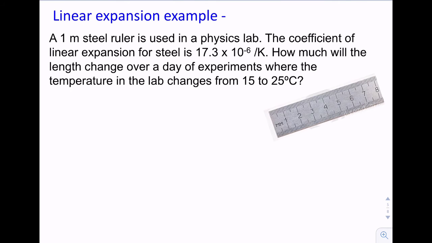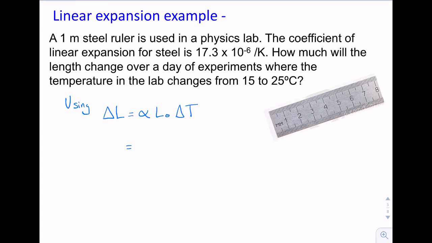Now let's do a worked example. The question is, a 1 meter steel ruler is used in a physics lab. The coefficient of linear expansion for steel is 17.3 by 10 to the -6 per Kelvin. How much will the length change over a day of experiments where the temperature in the lab changes from 15 to 25 degrees Celsius? So using our relation for linear expansion, delta L equals alpha L naught delta T, we can start to put in some numbers.